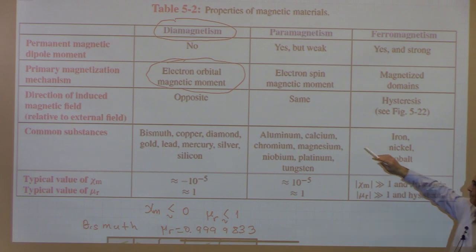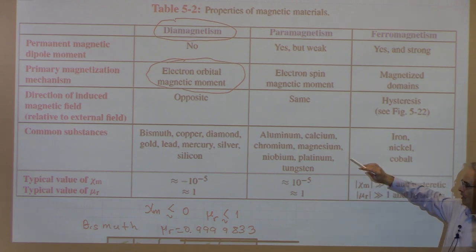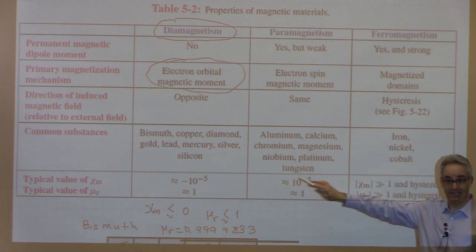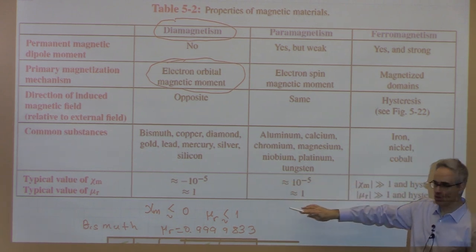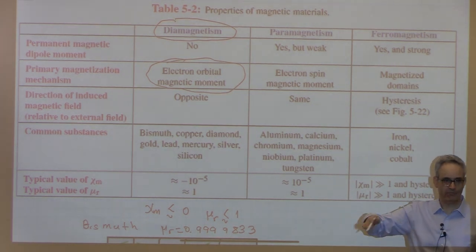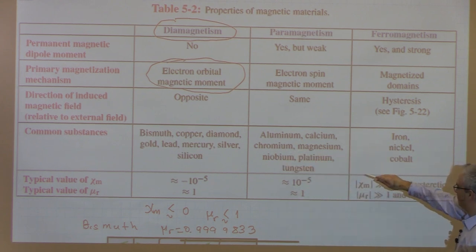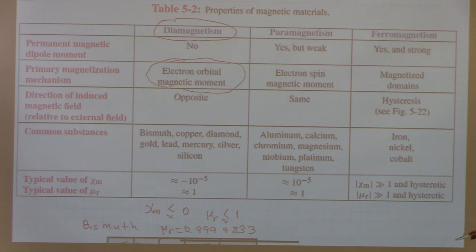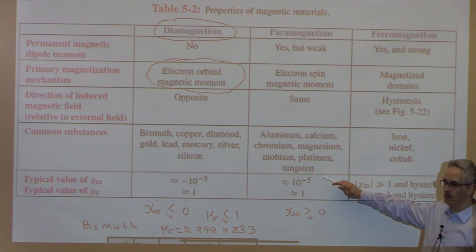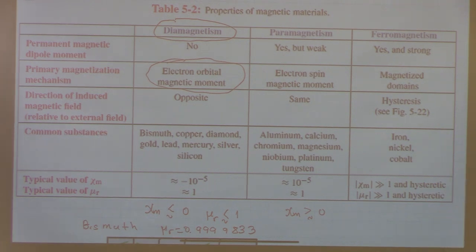We have paramagnetic media. So you see, none of those two categories qualifies as a magnet, because you have really mu sub r's that are close to 1. Mu sub r close to 1 means that your medium behaves pretty much like vacuum to an external magnetic field. Aluminum, calcium, magnesium, chromium, niobium, platinum, tungsten. So these have, again, chi sub m's that are almost equal to 0, but a little bit greater than 0. And you see the typical value that is being given here is 10 to the minus 5. So we have a mu sub r that is a little bit greater than 1.